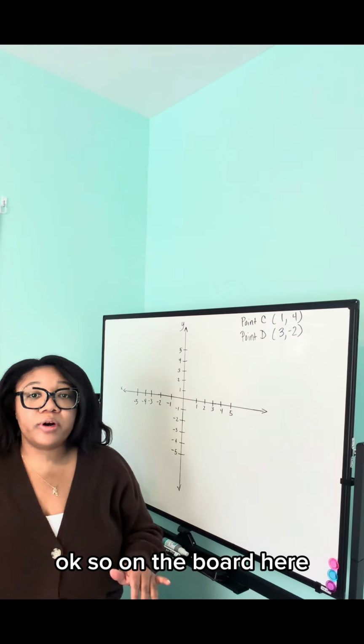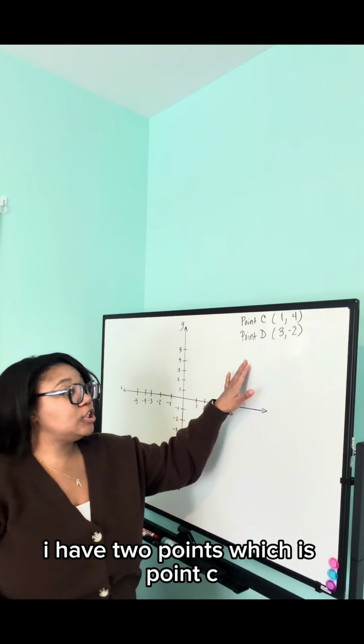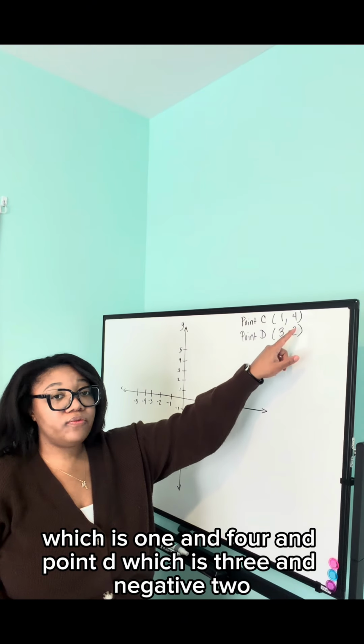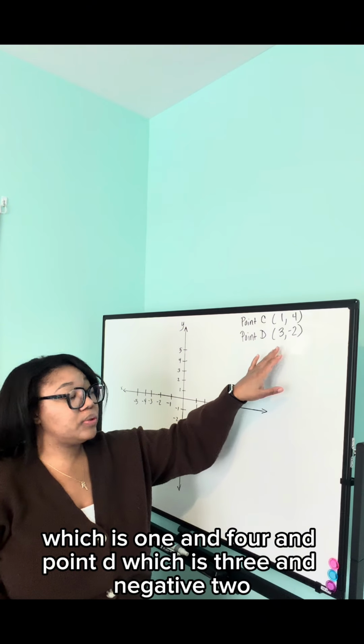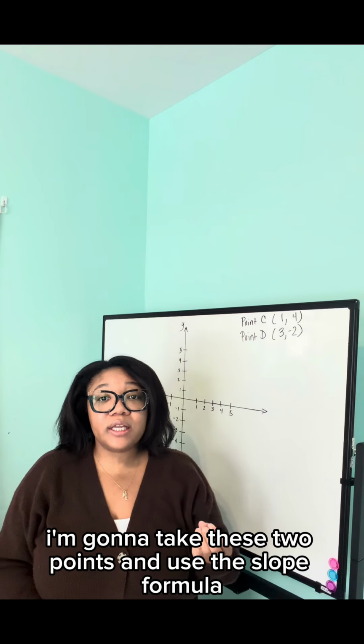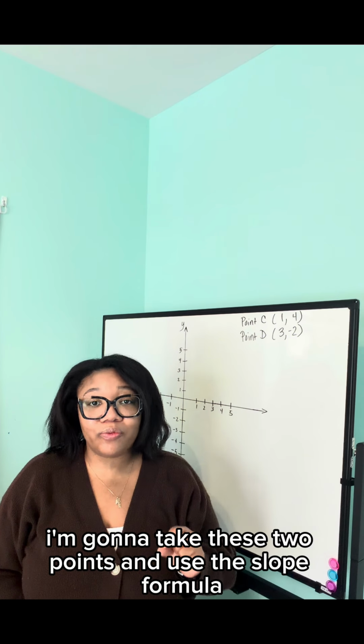Okay, so on the board here, I have 2 points: point C, which is (1, 4), and point D, which is (3, -2). I'm going to take these 2 points and use the slope formula.